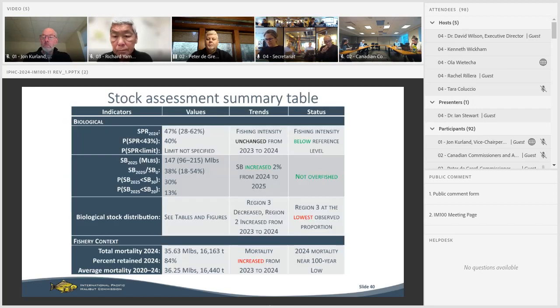So this table summarizes the stock assessment results. I've talked through most of these reference points, the fishing reference points, the spawning biomass reference points, and in the data presentation, I spoke about the trends in stock distribution. I would say the only component that I haven't spoken to on this plot is perhaps the fishery context, noting that the fishing mortality in 2024 estimated at 35.63 million pounds, is just a little bit lower than the 5-year average. And of that mortality, approximately 84% was actually landed in some form in some fishery sector. So conversely, about 16% of the poundage of Pacific halibut that died in 2024 was discarded and ended up just dead back in the water.